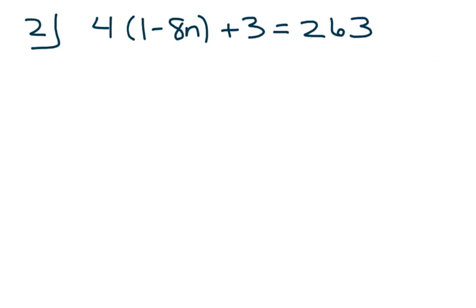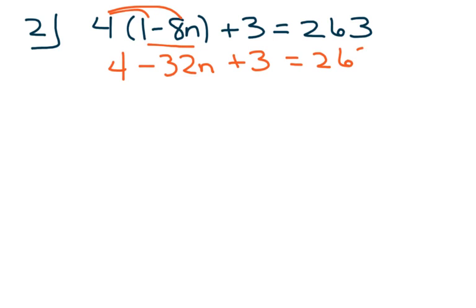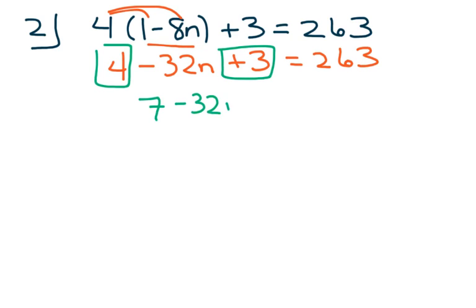All right, next one. Again, I have a quantity here of 1 minus 8n. I don't want to start doing the PEMDAS backwards trick until I distribute and collect like terms. So when we distribute here, we get 4 times 1 is 4. 4 times negative 8n is negative 32n. I'm going to add the 3 here, just carry it down. And I'm going to combine like terms. So basically, I'm going to combine those two, and I get 7 minus 32n equals 263.